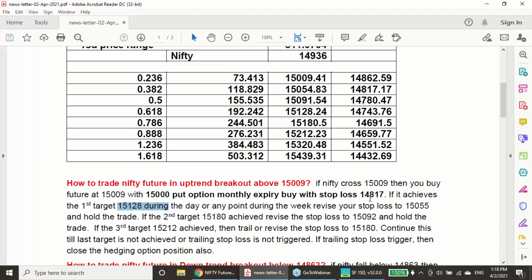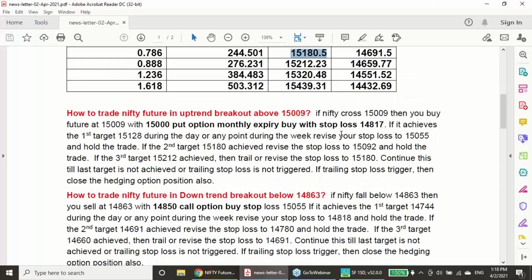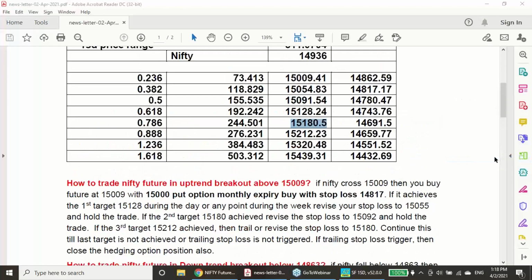The initial stop loss is 14,816. Once you achieve the first target, trail your stop loss to the 15,055 level. Once you go for the second target, trail your stop loss to 15,092. Once you get the third target, trail your stop loss to the second target level 15,180. This trailing will make your trades easier. With lesser volume, you can achieve a bigger target.